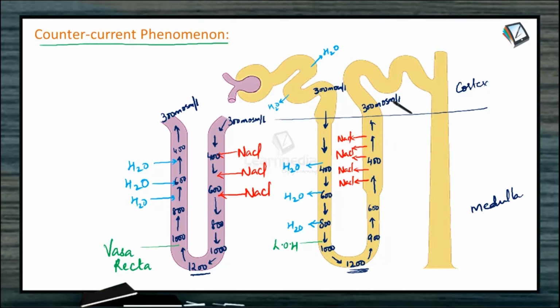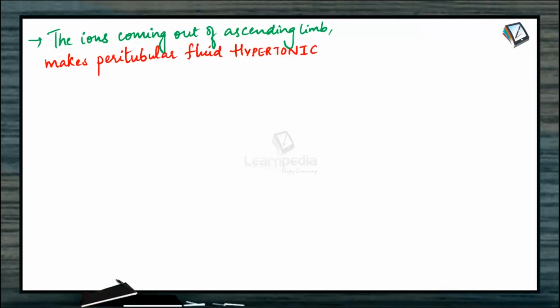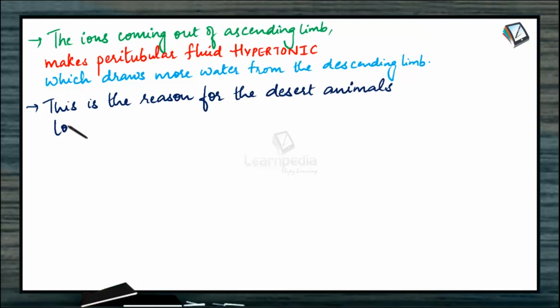So in this countercurrent phenomenon, the ions coming out of the ascending limb make the peritubular fluid, which is the fluid flowing through the vasa recta, highly concentrated or hypertonic. This hypertonic fluid draws more water from the descending limb, and this is the countercurrent phenomenon. This is the reason for desert animals to have longer loops of Henle, which is suitable to conserve more water.